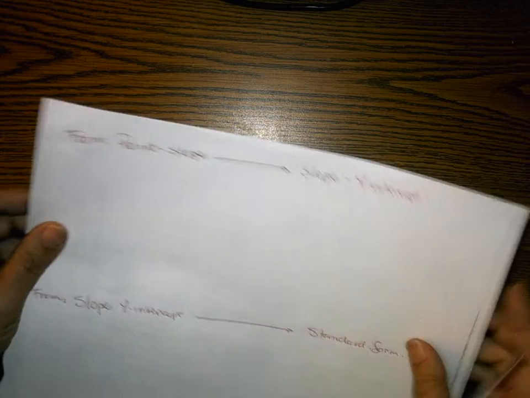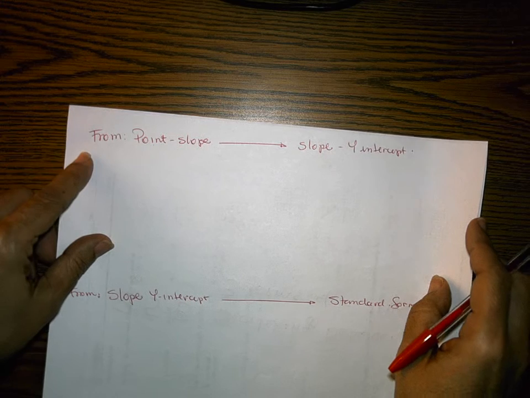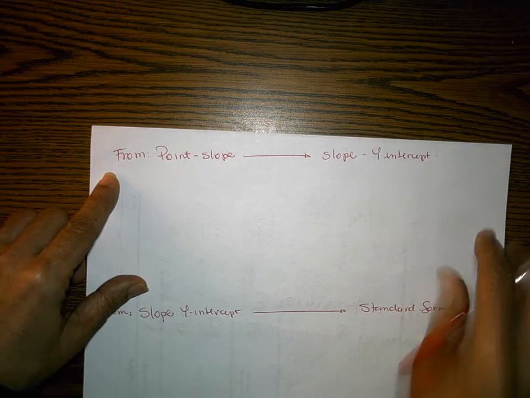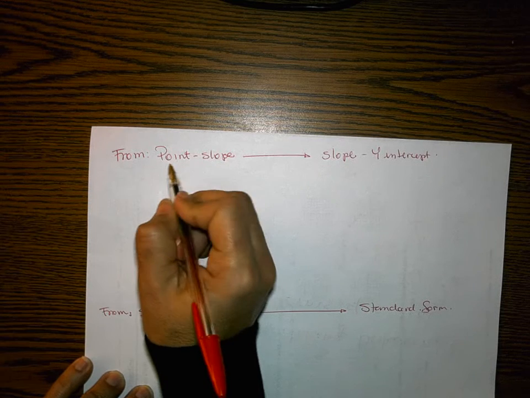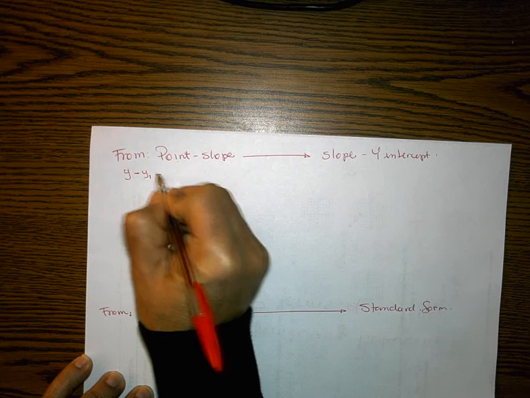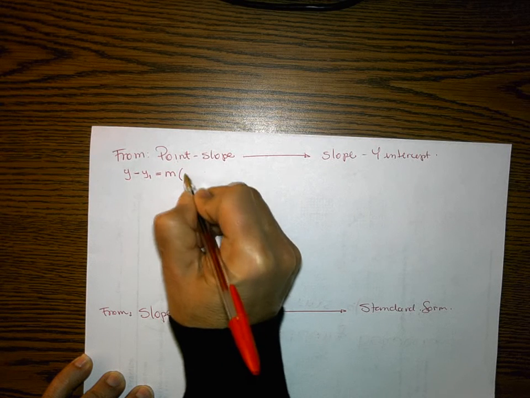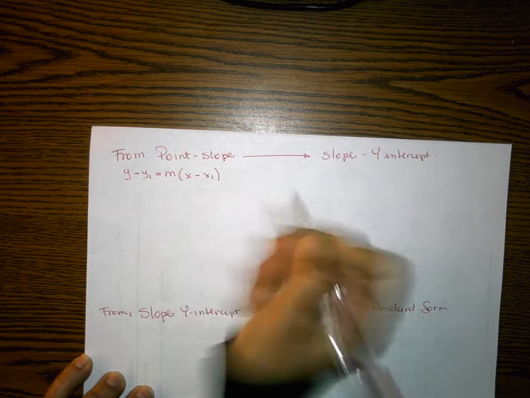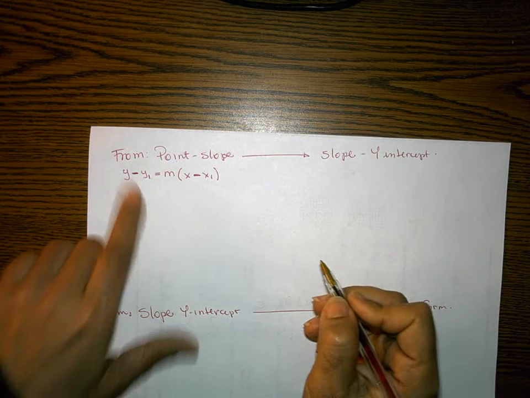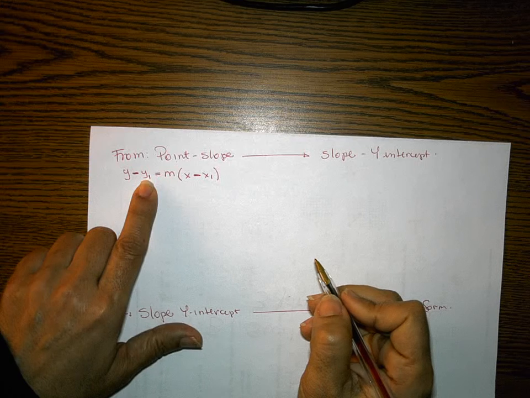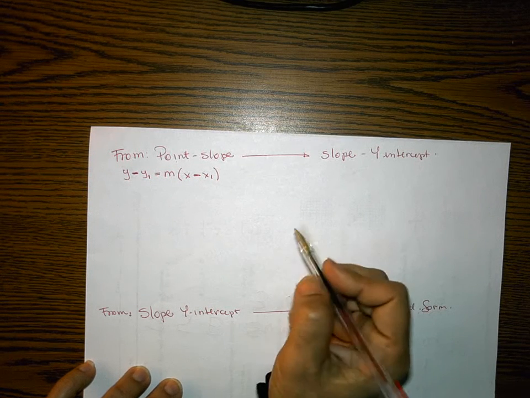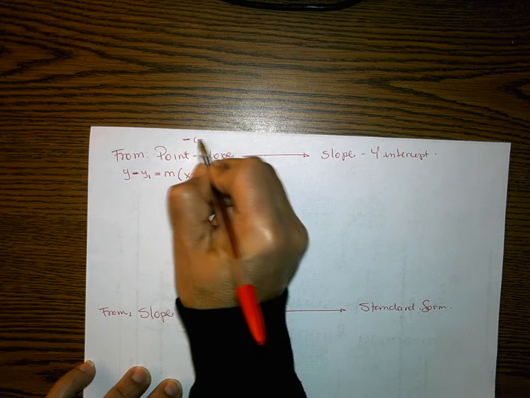All right, so let's first go from point slope to slope y-intercept form. Let's go ahead and write the form of a point slope equation. We have y minus y1 equals the slope times x minus x1. Now this minus, as I mentioned before, is part of your formula. And you have to be careful if the y1 is a negative value and the x1 is a negative value, because a negative times negative becomes positive.